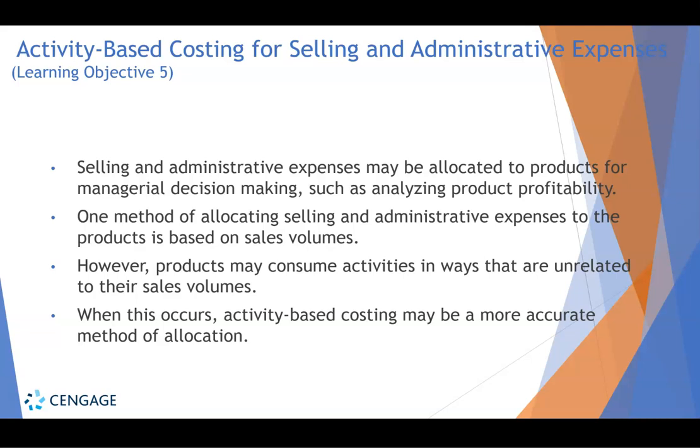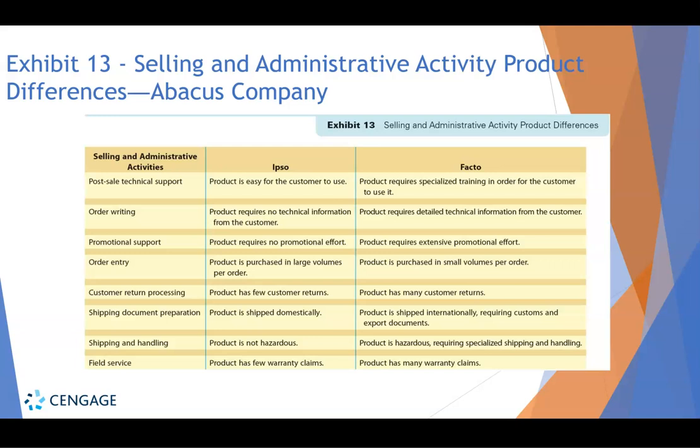Now, as we're dealing with selling and administrative expenses, they could be allocated to products for managerial decision making. One method to allocate these expenses is based on sales volume. Products may consume activities in ways that might not be related or could be unrelated to sales volumes. And when that happens, then activity-based costing could be a more accurate method for allocating the costs. So on this slide, let's assume Abacus Company has two products, Ipso and Facto. Both products have the same total sales volume, but Ipso and Facto consume selling and administrative activities differently, as you see here.